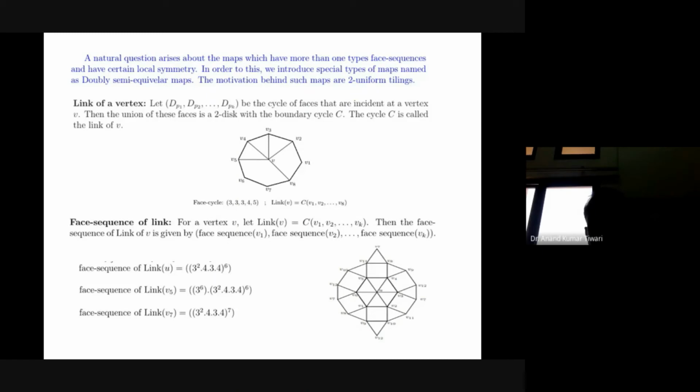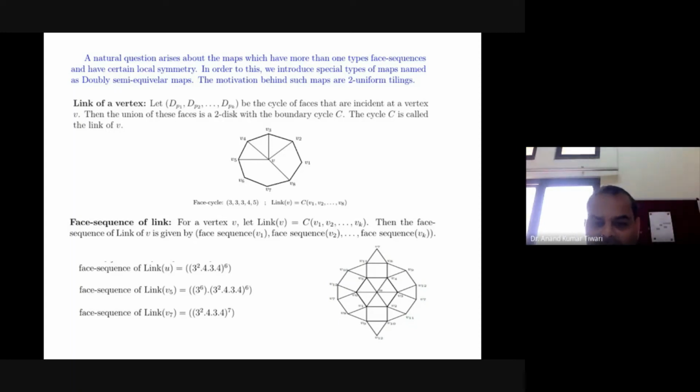So whenever we have a notion of link of a vertex, then we have a notion of phase sequence of its link. We had earlier the notion of phase sequence. So whenever we have a link of V, then we replace each vertex in its link by its phase sequence, and that is called in fact the phase sequence of the link.